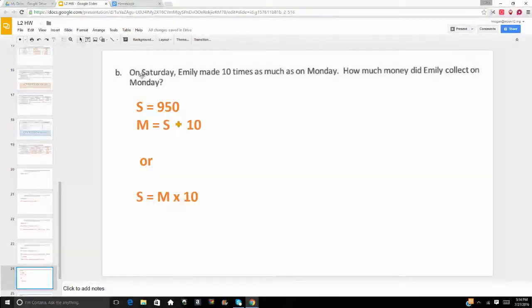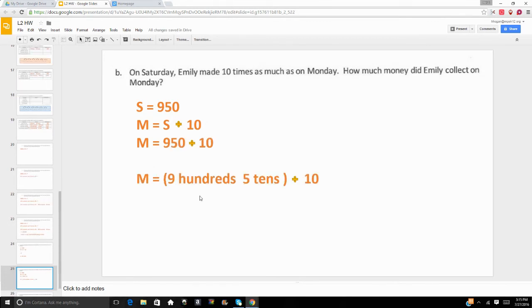Now this is a comparison. On Saturday, Emily made 10 times as much as Monday. So this is a division problem because we're making it smaller. So Saturday, she earned $950. That's awesome. But that's 10 times more than she earned on Monday. So if we take Saturday and we divide it by 10, we'll get our answer. So Monday is Saturday divided by 10. And if we reverse this, because multiplication and division are inverse operations, Saturday is Monday times 10. So that's a way to check our answer.